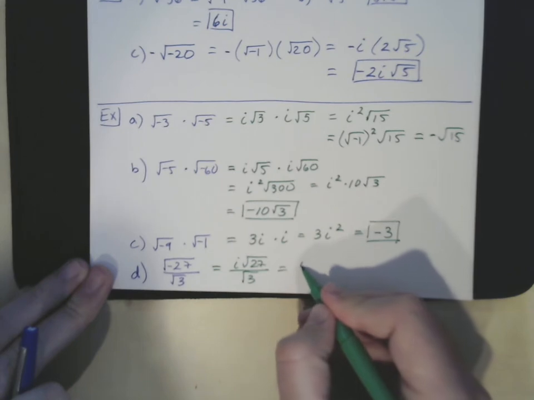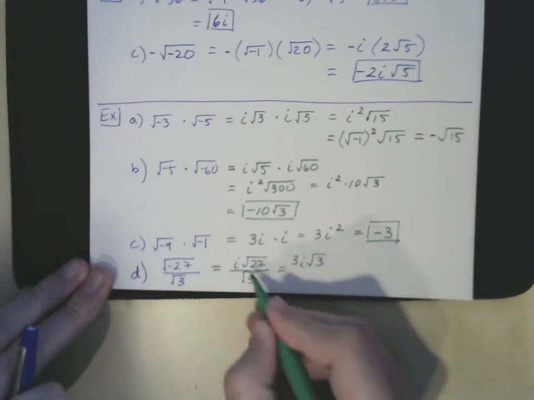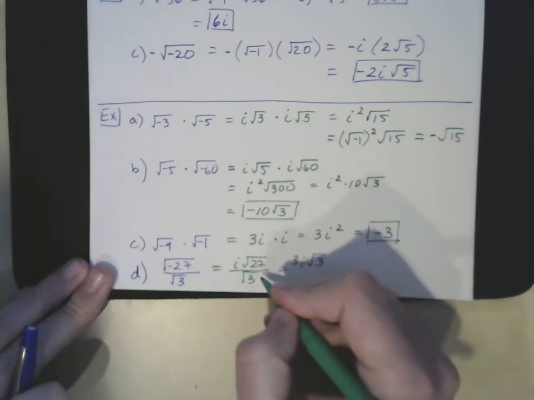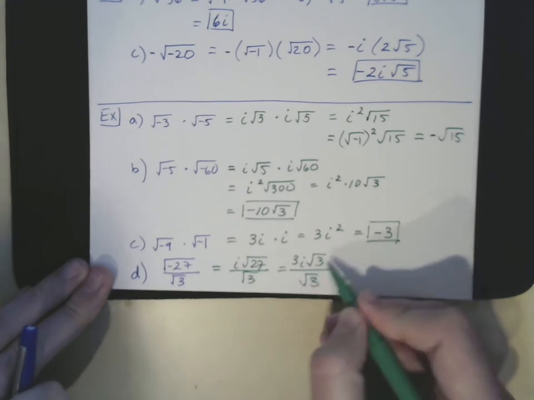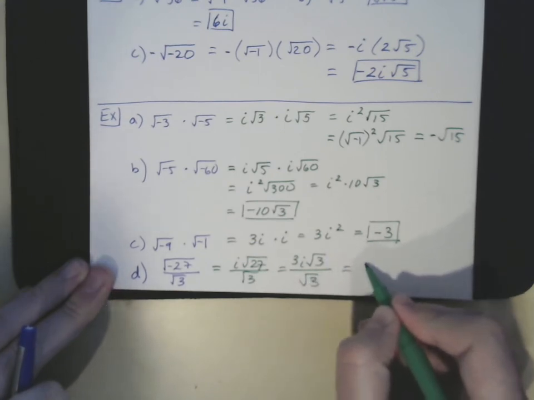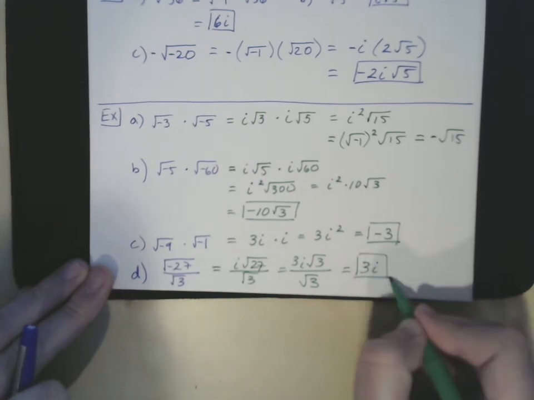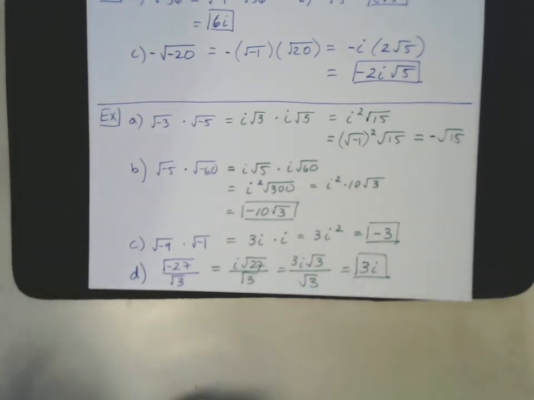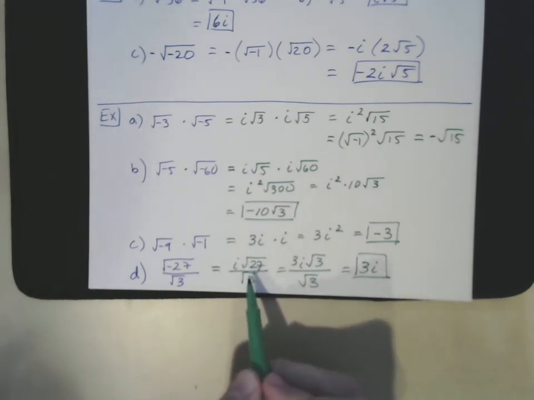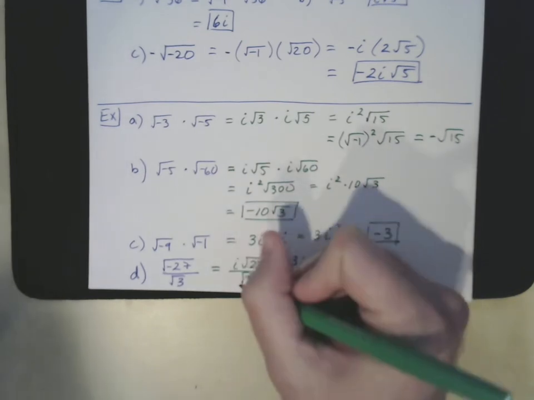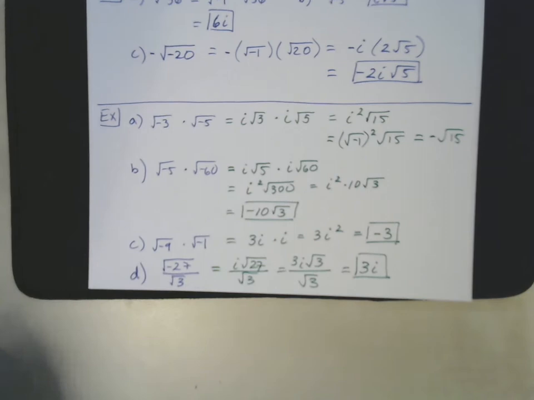And so this is i times 3 rad 3, because 27 is 3 times 9, all over square root of 3. Square roots of 3 will cancel here, and this is just 3i. And of course, you can simplify once you get to this point as many ways as you can think of. So we could have combined the radicals in this step instead of simplifying this radical, but you get to the same answer.